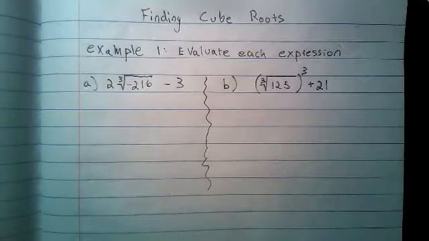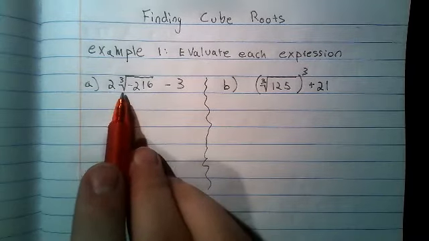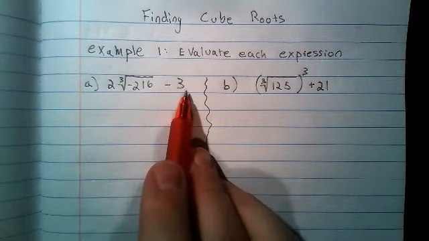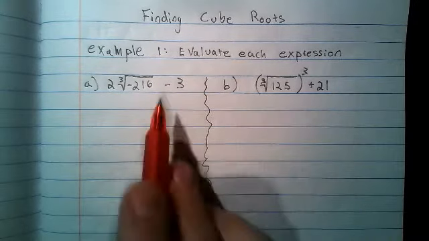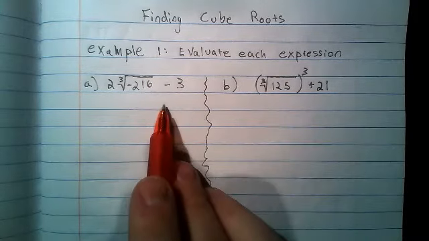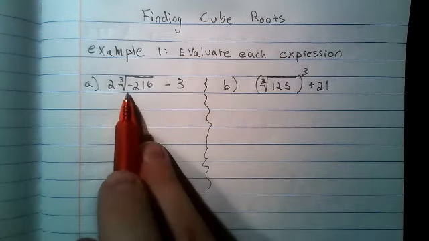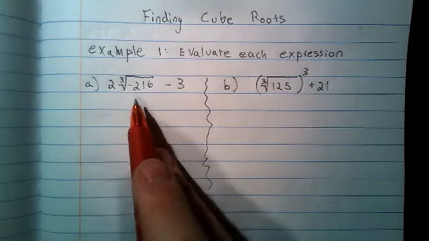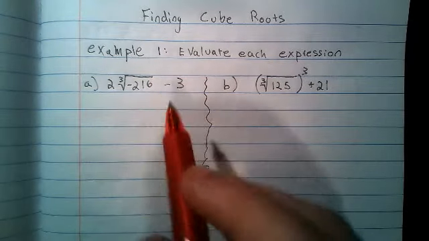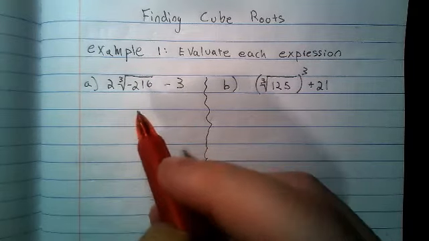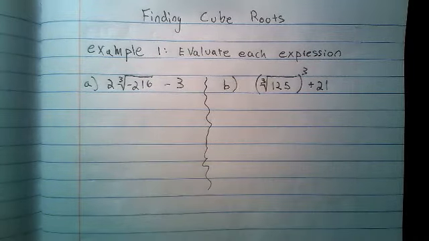And now we're going to go through a couple examples. So we're evaluating each expression. So this is 2 times the cube root of negative 216 minus 3. Now, when we use order of operations here, we start with parentheses, right, PEMDAS, and then we go to exponents. Cube roots, if you remember, are the same as exponents. We have to do that first. A cube root is actually an exponent of 1/3. So it's an exponent of a fraction. You'll learn that in Algebra 2.